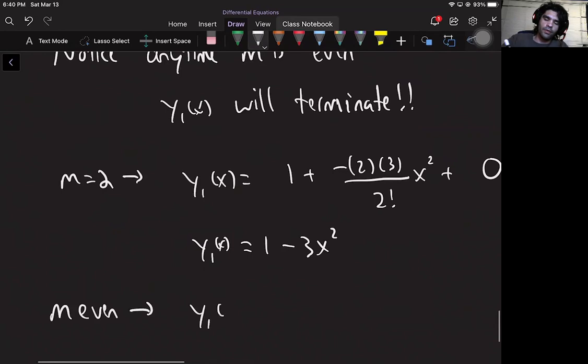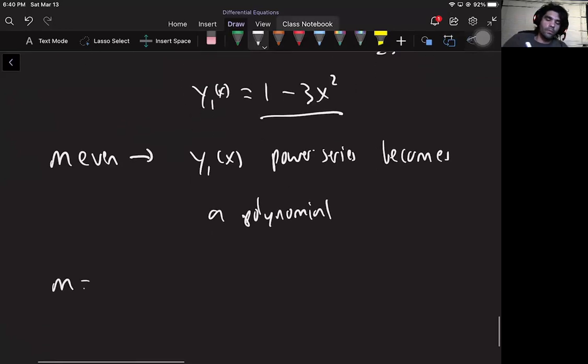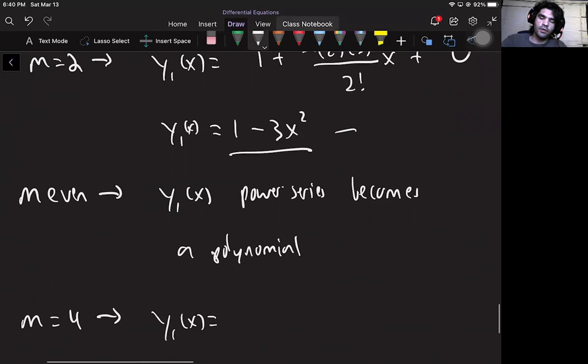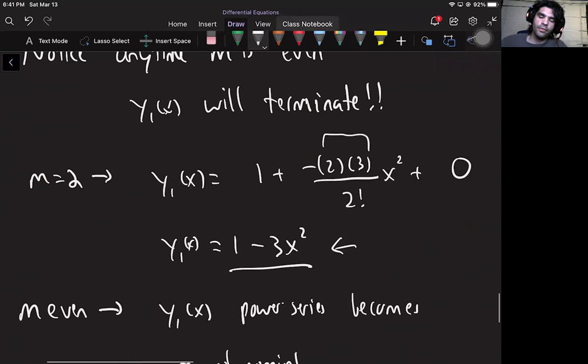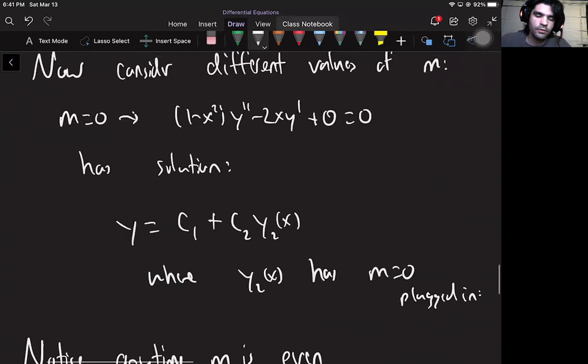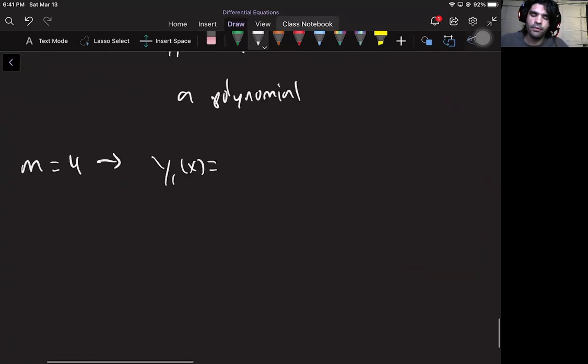So the point is that when m is even, it turns the first power series into just a regular old polynomial, meaning it doesn't go on forever. It just stops like this. So maybe we can do one more. It's not exactly just looking at the previous one and adding one more, because m changes what this number is too. So you can't just take the previous one and add a new term on. You have to actually go back and plug it in. So that one will stay the same, but then the other ones will not.